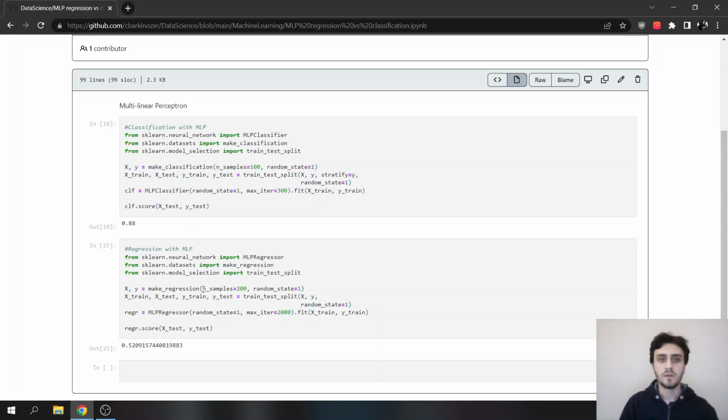And when I tried it with n samples, it did not give a good score, so I got a better score with 200. Also the iteration counts are different, because when I ran this one with 300 iterations, I had a warning saying the algorithm did not converge, the weights did not reach the global minimum. So that means if you run it more times, your model will learn better and get a better score.